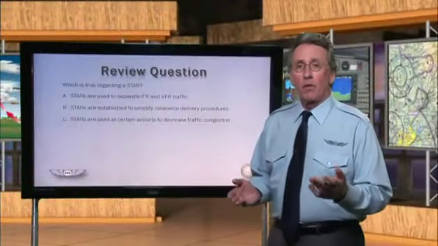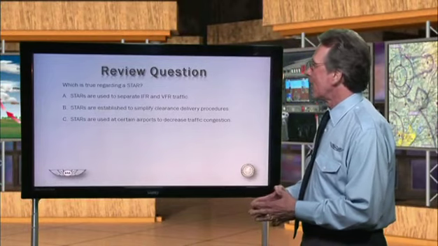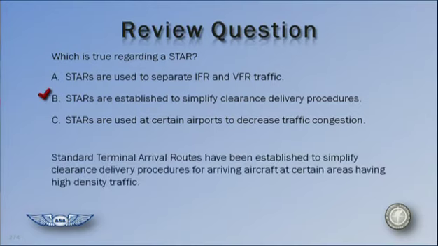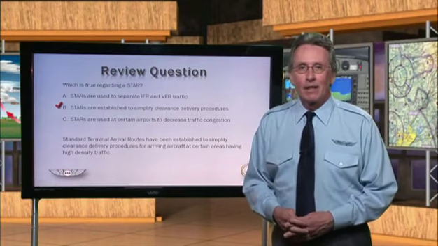Let's take time now for a review question. Which is true regarding a star? A, B, or C? Well, B is the correct answer. Standard terminal arrival routes have been established to simplify clearance delivery procedures for arriving aircraft at certain areas having high density traffic. That's your answer then, B.